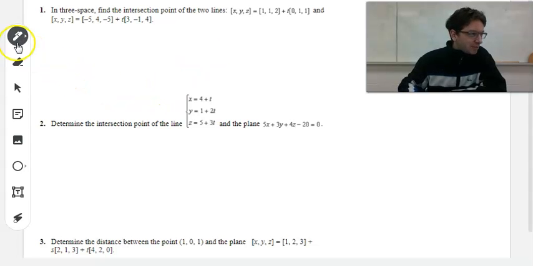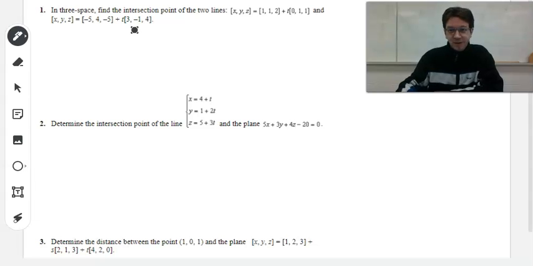So let's take up our Chapter 9 quiz then. Now the first question says to find the intersection point of two lines. To do that, it's easiest to look at it as parametric form, so just your x, y, and z equations, and you're going to equate them. So let's equate our two x's first.